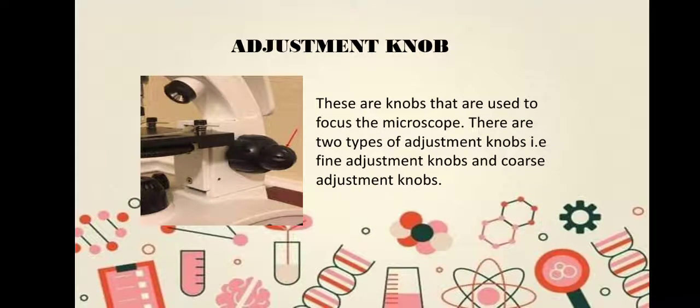The adjustment knob. These are knobs that are used to focus the microscope. There are two types of adjustment knobs: fine adjustment knobs and coarse adjustment knobs. The coarse adjustment knob, located on the arm of the microscope, moves the stage up and down to bring the specimen into focus. The gearing mechanism of the adjustment produces a large vertical movement of the stage with only a partial revolution of the knob, while the fine adjustment knob is used for focusing finer details of a specimen being viewed.